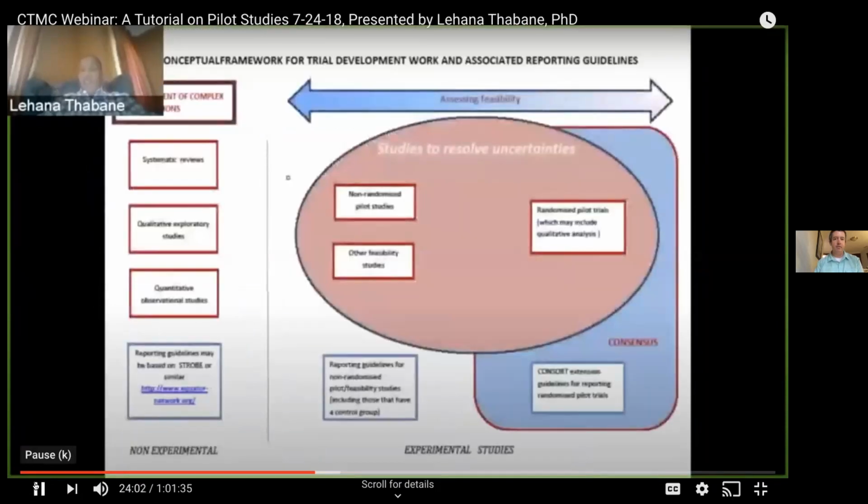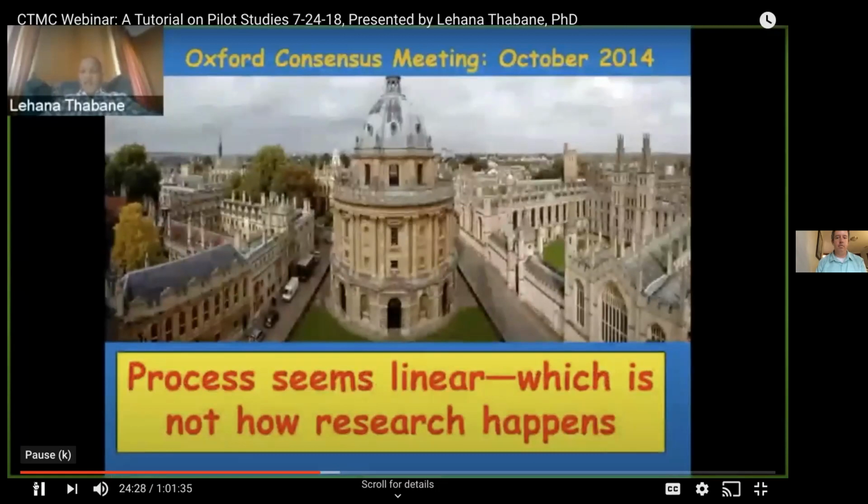And when we started, we had a very large landscape. We could start with pilot studies or feasibility studies for non-randomized studies. Some are randomized. So we really had a wide spectrum, and we were advised when we had the consensus meeting that perhaps it's best to narrow it down to just randomized controlled trials. So our conceptual framework then was narrowed down.